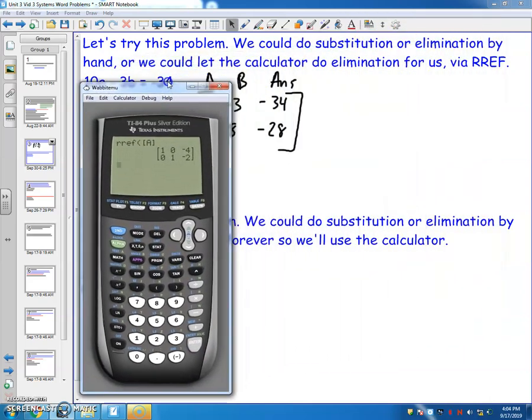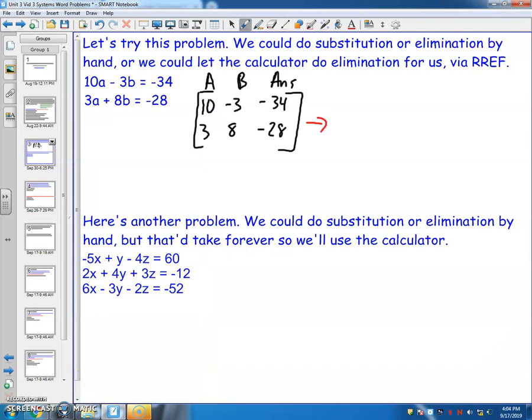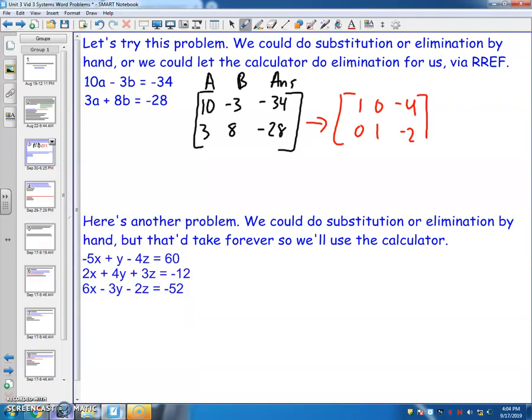Make sure you write down what the calculator tells you. So this says 1, 0, -4. 0, 1, -2. The calculator gives you back the reduced matrix, but it matches the same order. This is the A's, this is the B's, and this is the answers.